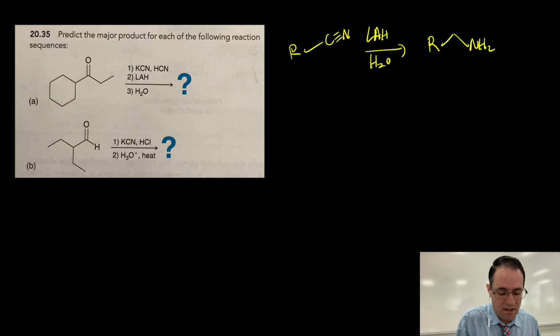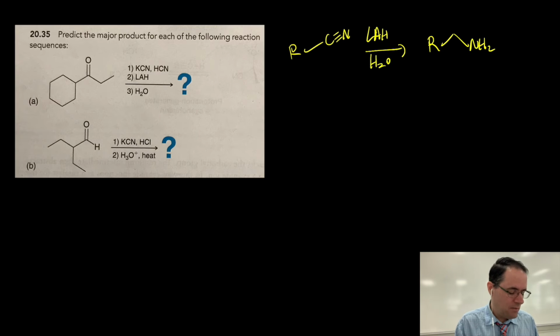Okay, so problem 20.35 reviews your knowledge about what you can do with nitriles. So if you have a nitrile and you treat this with LAH and water, you will convert the nitrile to a primary amine. I dislike how Klein introduced the synthesis of amines in the aldehyde and ketone chapter. The synthesis of amines is much later in the book, and I defer memorization of this reaction until we get there. But we'll just go ahead and deal with this, okay?